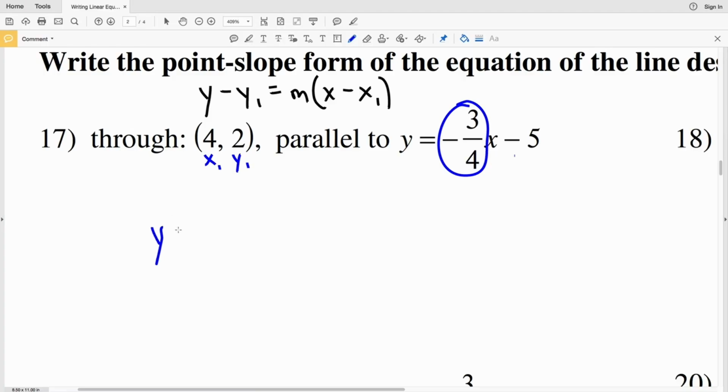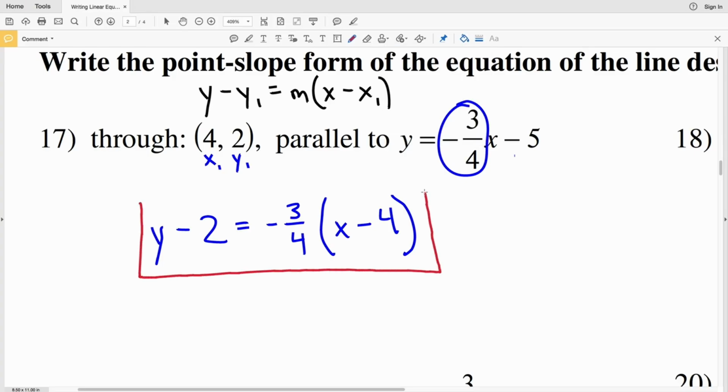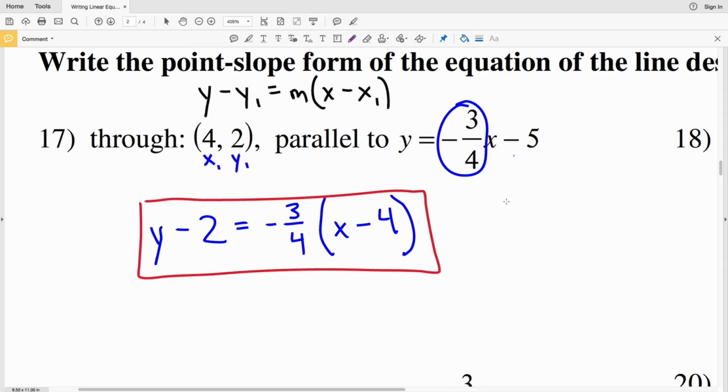So we're going to use that same slope to form our new equation. We're going to have y minus y1, so y minus 2 is equal to m, which we know is negative 3/4, times x minus x1, which is 4. And that's the answer for number 17. Y minus 2 equals negative 3/4 times x minus 4.